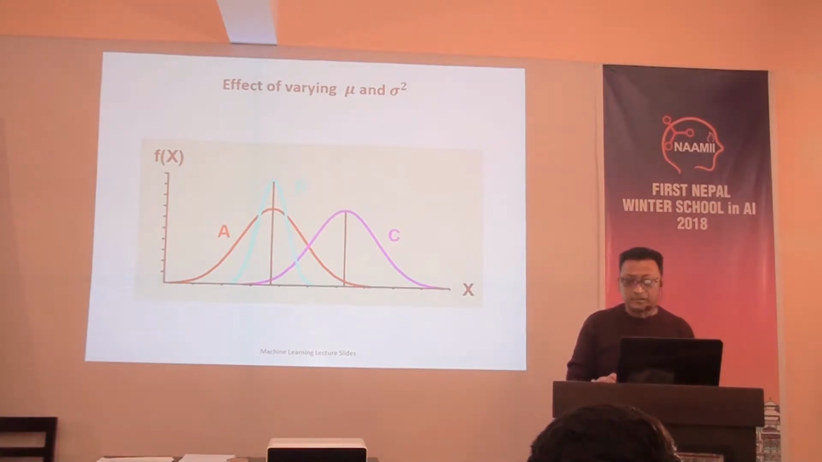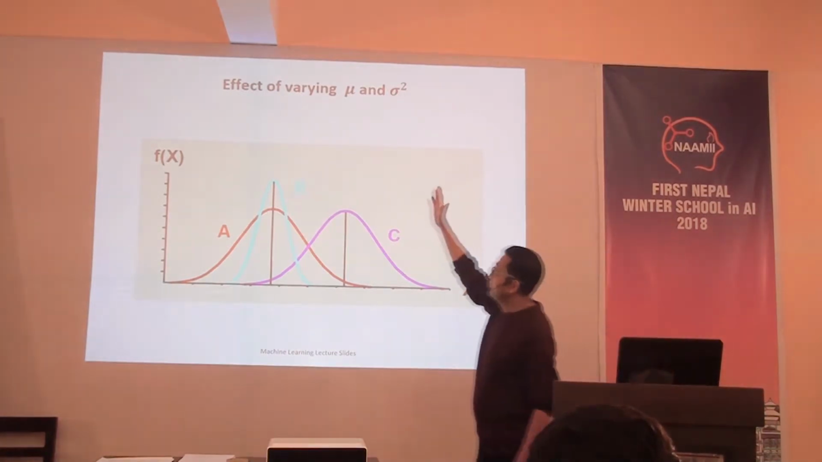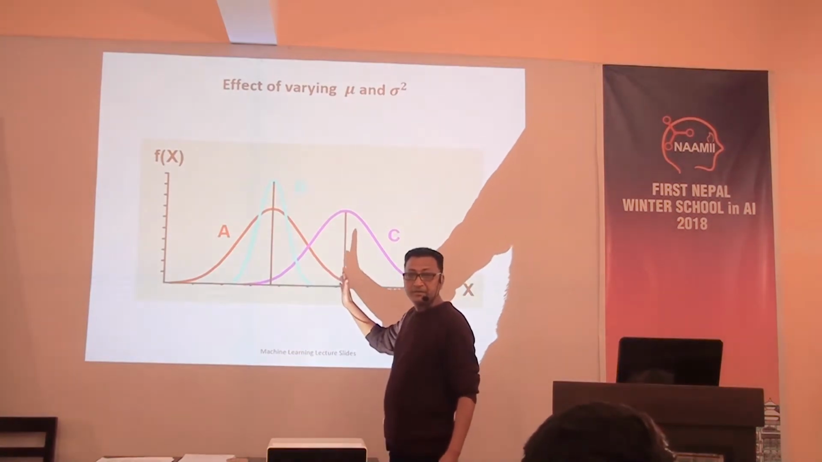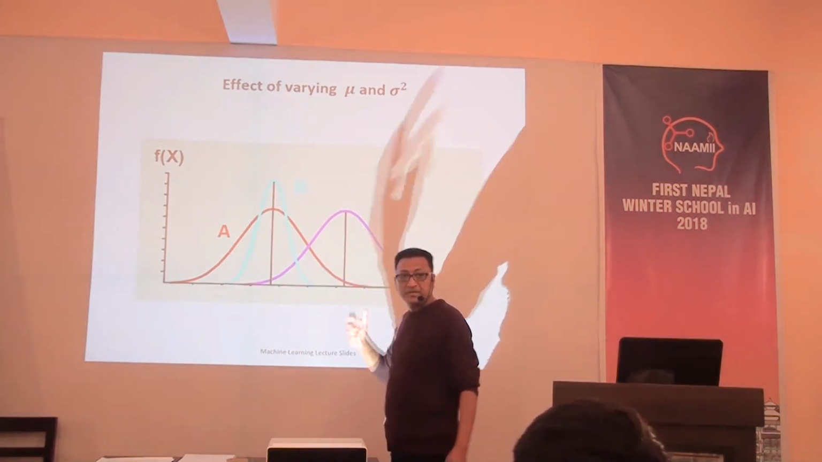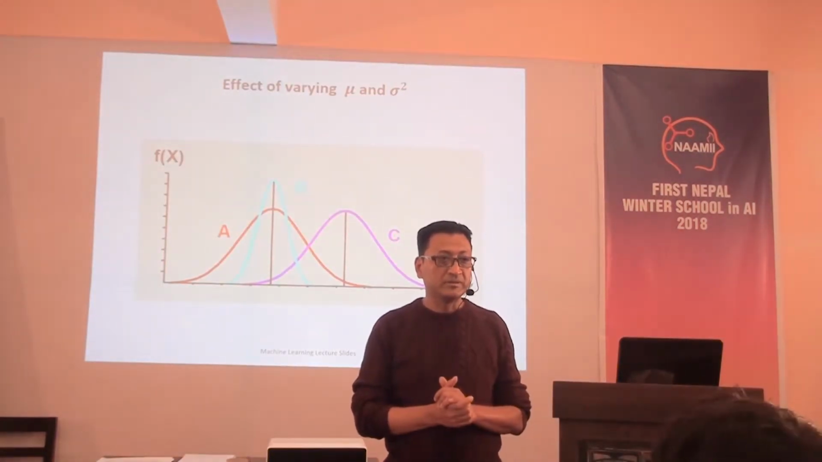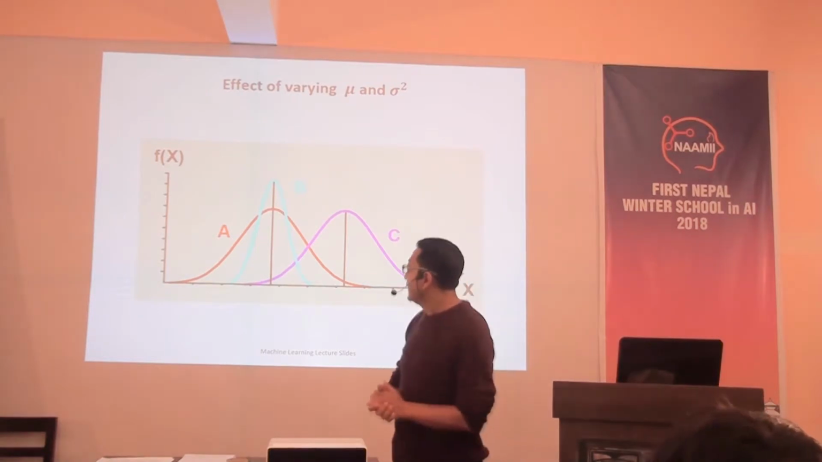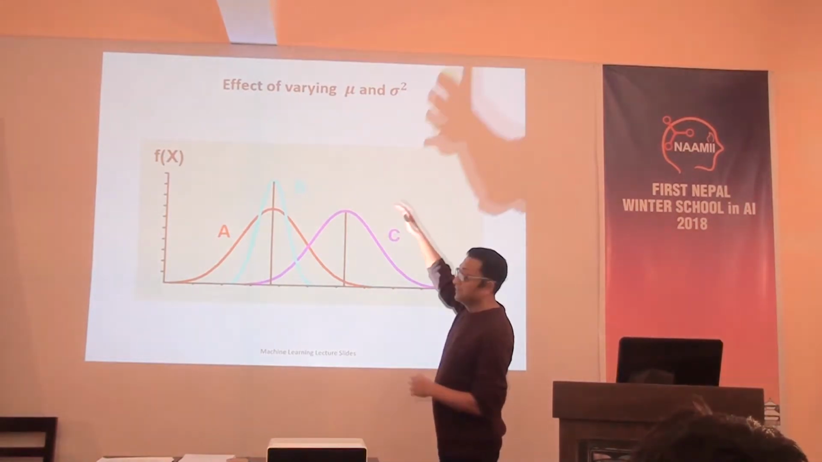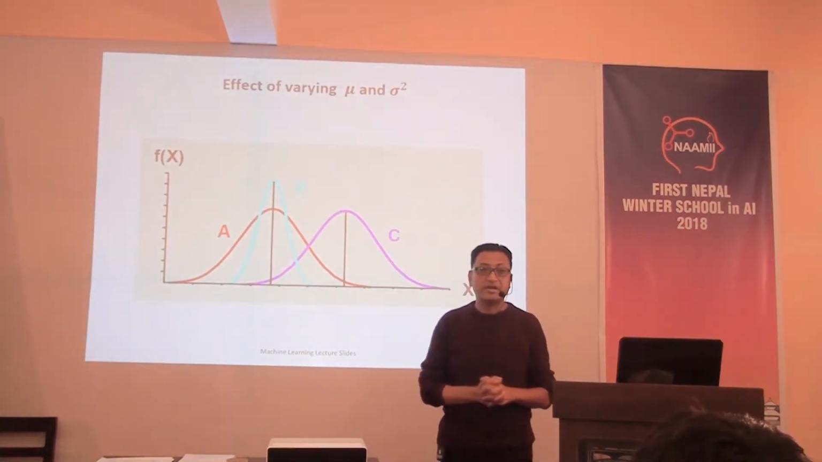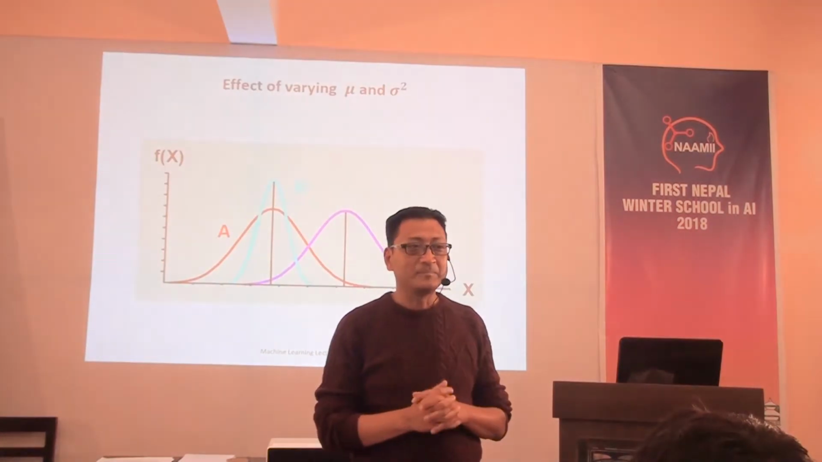So if you vary the mu, all you're going to do is shift the mean parameter. Okay, so that is also known as the location. So that controls the location of that distribution. Okay, and when you vary the sigma, that controls the scale. So we typically talk about location and scale. Okay, which means the same thing again.